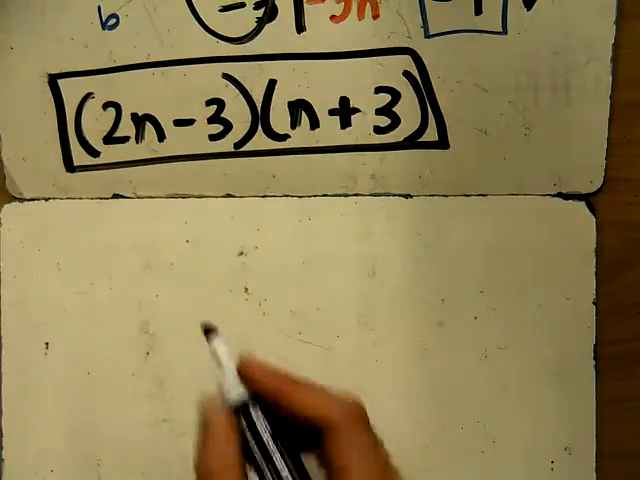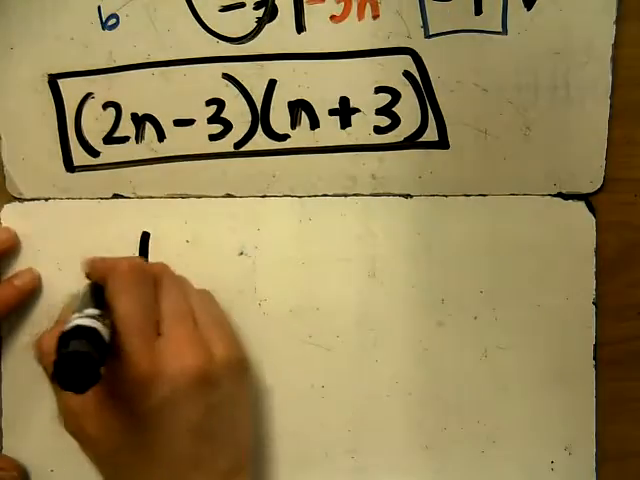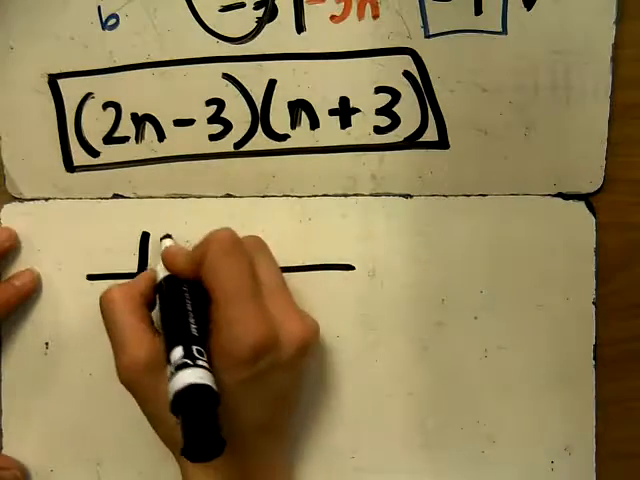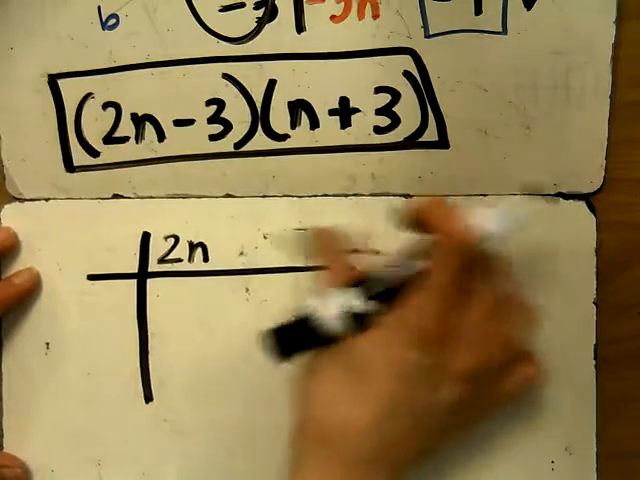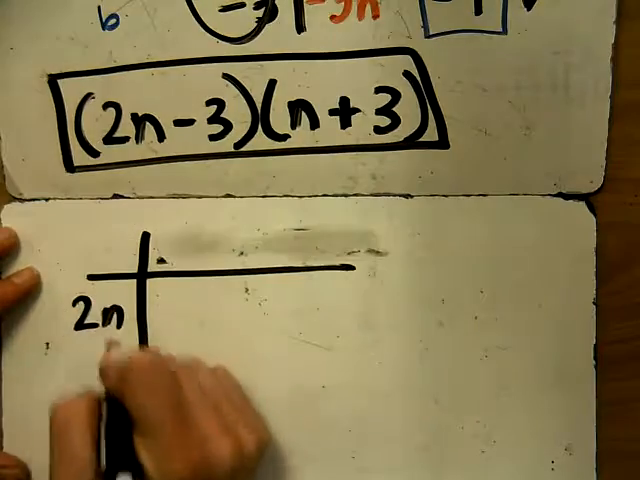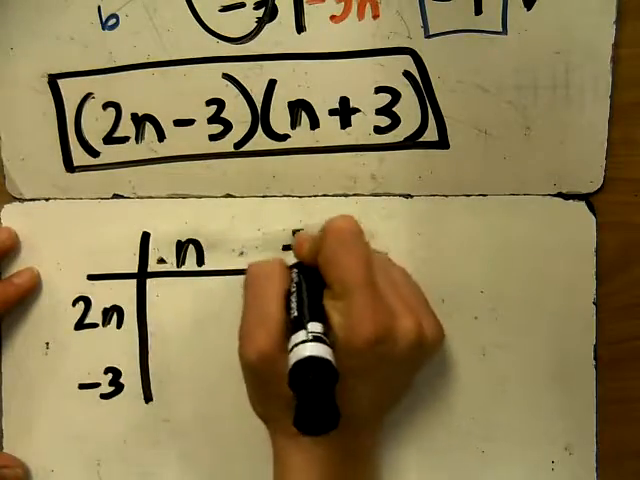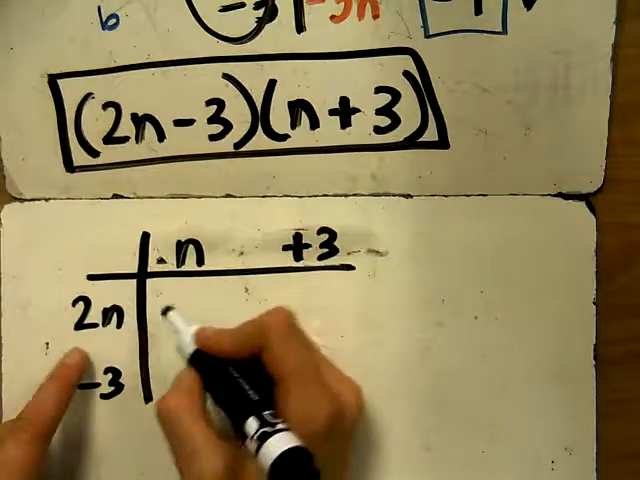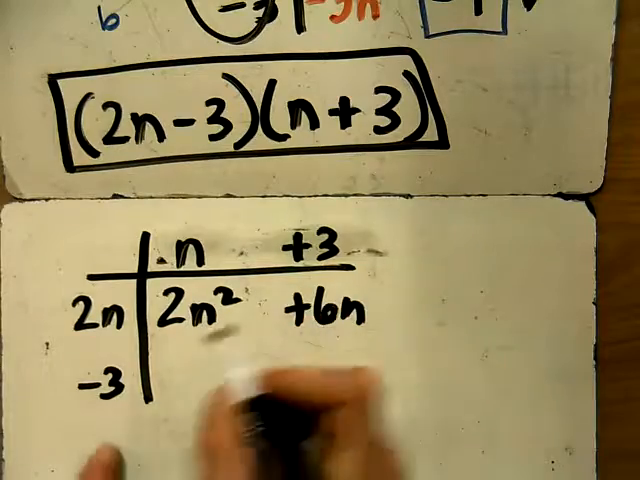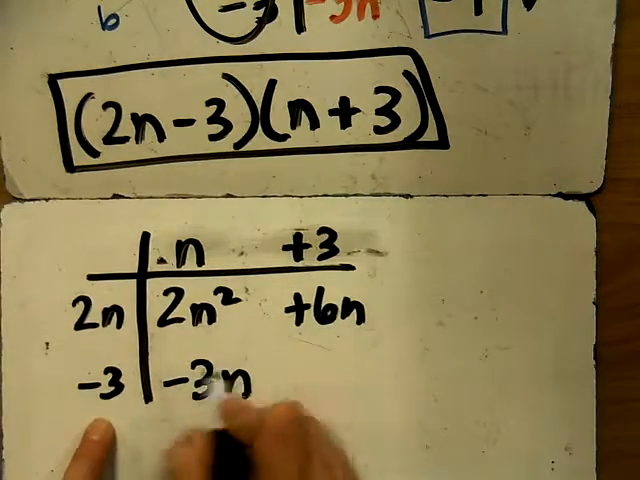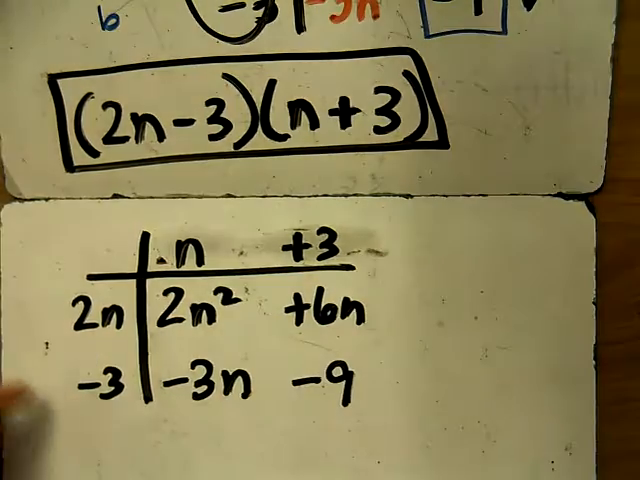If I were to ask you to multiply these two binomials, some of us would choose to draw a box to represent the area of a rectangle and say 2n minus 3. Well, actually, let's orient it the same way we did. Let's do the 2n minus 3 and then the n plus 3. And we'll multiply out. 2n times n is 2n squared. 2n times 3 is plus 6n. Negative 3 times n is a negative 3n. Negative 3 times positive 3 is a negative 9.